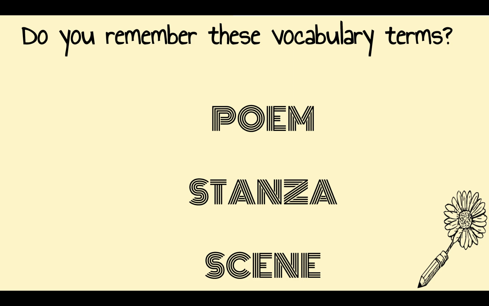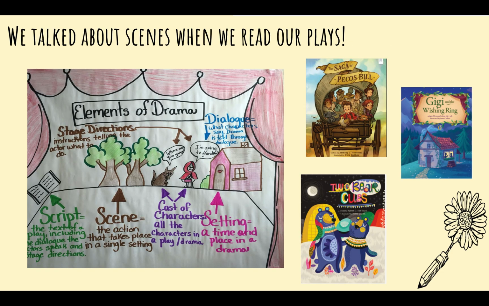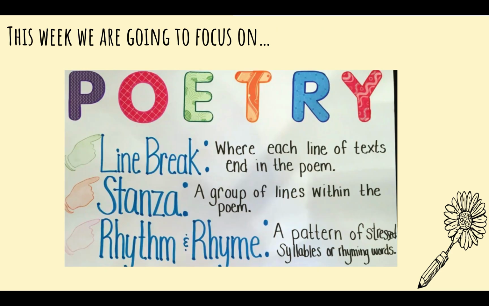But several modules ago in our reading book, several months ago, we did do a unit on plays and poetry. So we talked about scenes when we read these plays. If you think back to the saga of Pecos Bill, Gigi and the Wishing Ring, Two Bear Cubs, these were all plays, and we saw these different elements of drama within the plays. We had the stage directions, we had dialogue, we had the cast of characters listed, we had the setting, we had scripts, and we had a scene. But this week, instead of plays, we're going to focus on poetry.